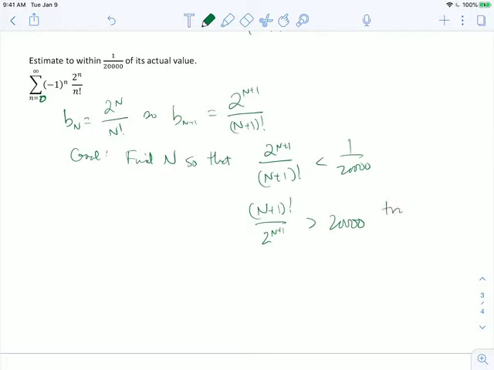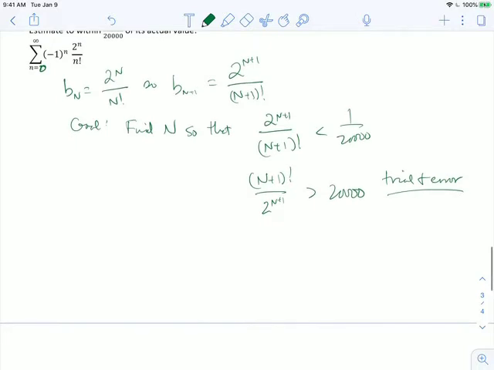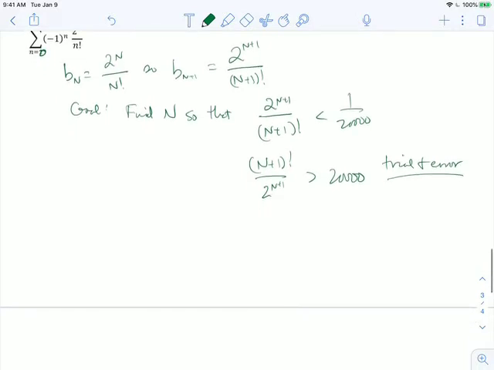And unfortunately, I don't know of a better method to work with in this case than just trial and error. So there's no algebra that we can do to reduce a factorial, and so we're just going to have to pick something and see how it goes. When I was working this problem, I started by looking at, well, let's just try n equals 8. And so when I calculated 9 factorial over 2 to the 9th, I got 708.75.